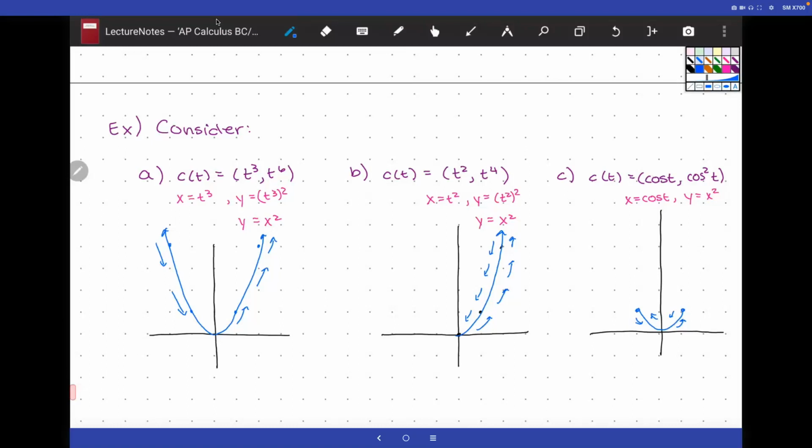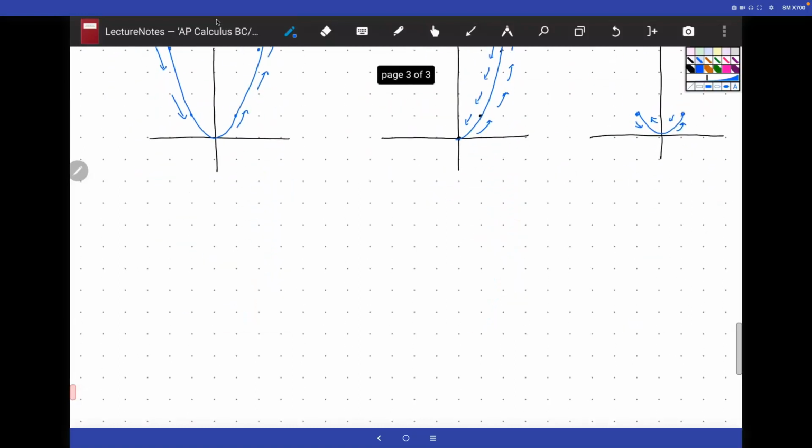Any other questions? All right. The last thing I'm going to do is just give you some helpful things to keep in mind. Some helpful parametric equations to know.